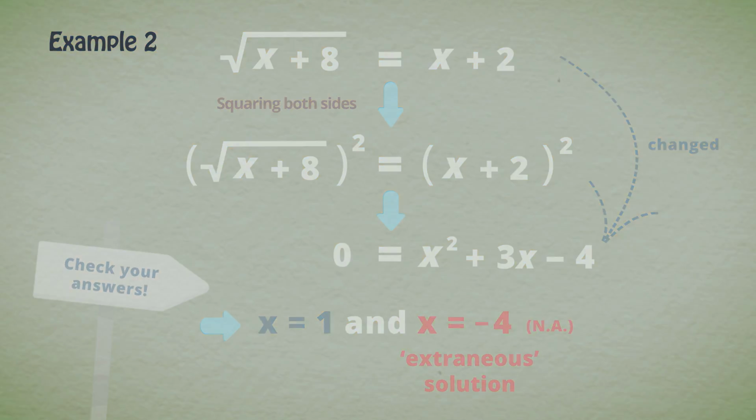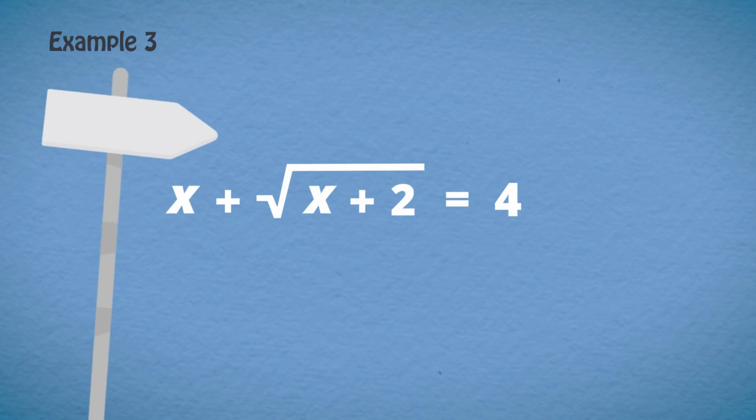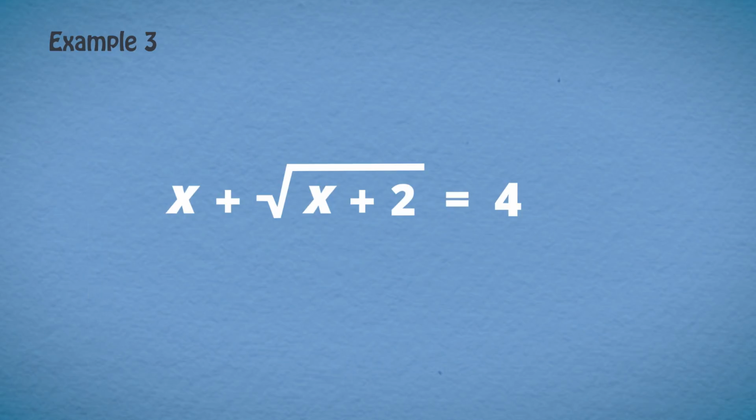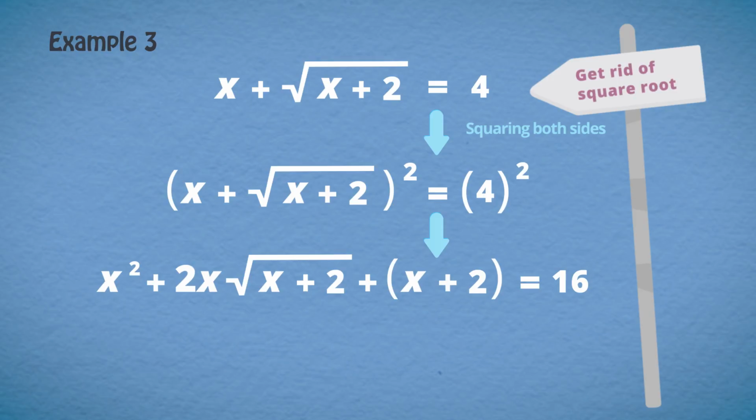Let's try this question that seems a little more difficult. Here, the square root and x term are on the same side of the equation. Will squaring both sides of the equation get rid of the square root? Let's see. Upon squaring both sides, we run into a problem. Recall that the point behind squaring both sides was to get rid of the square root, but there is still a square root in the problem.